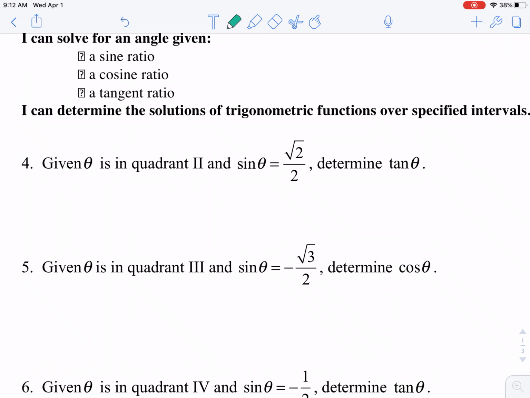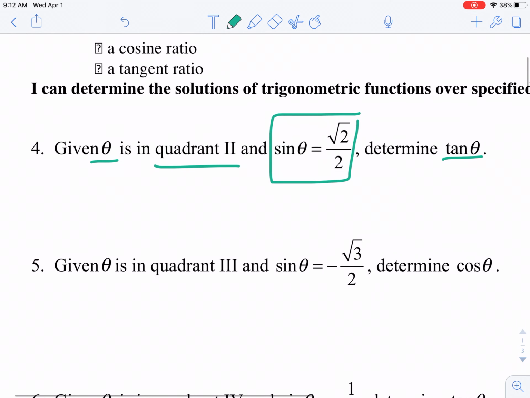Question 4 says that we're given some angle. We know that angle is in quadrant 2, and we know that the sine of that angle is positive root 2 over 2. Once we think about what that means, we want to figure out what is tangent of that same angle. So it would really help me if I could figure out what angle we're talking about. So I'm going to draw this out.